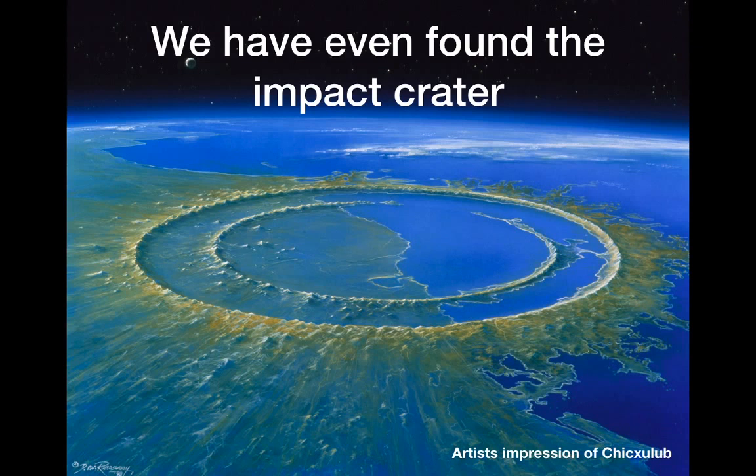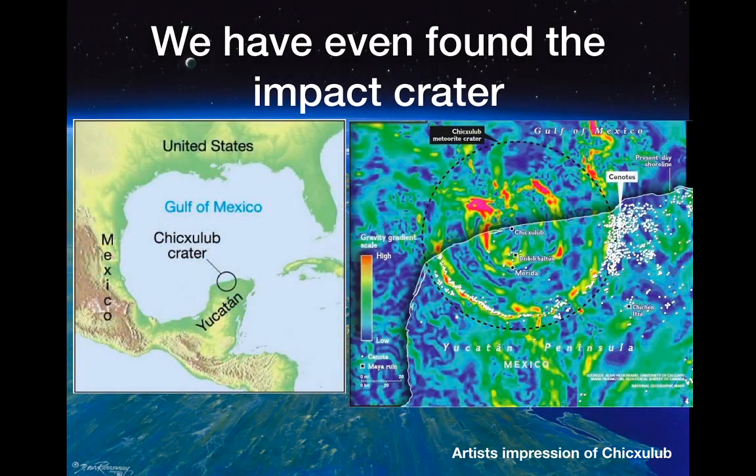So this is an artist's impression of the Chicxulub crater, and it's about 200 kilometers across. You can find it in the Yucatan Peninsula in Mexico, right on the edge of the Gulf of Mexico. It's called the Chicxulub crater because the center is basically located on the town of Chicxulub. On the left-hand side here, you can see how big this crater is with respect to the peninsula and the Gulf of Mexico, so really large.